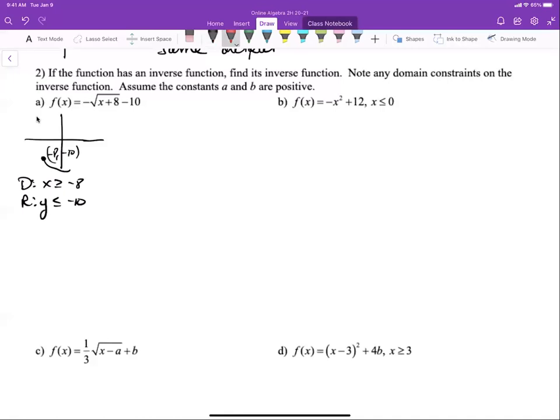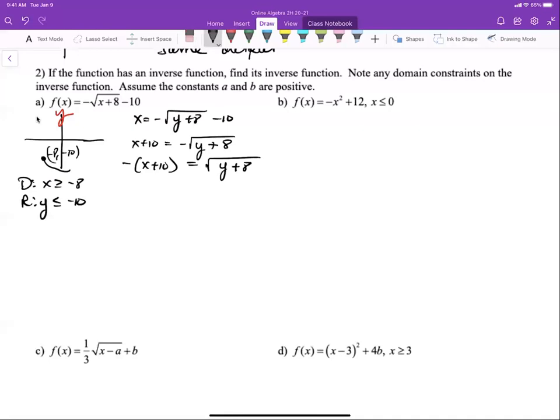Now, it does pass the horizontal line test. We are going to switch our x's and y's. We can think of f of x as a y, and we get x equals negative square root of y plus 8 minus 10. We will add 10 to both sides, equals negative square root of y plus 8. I will multiply both sides by -1, and I get x plus 10 equals, oh, I lost my y. Where'd my y go? This is y. Square root of, I got rid of my negative. Okay, square root of y plus 8.